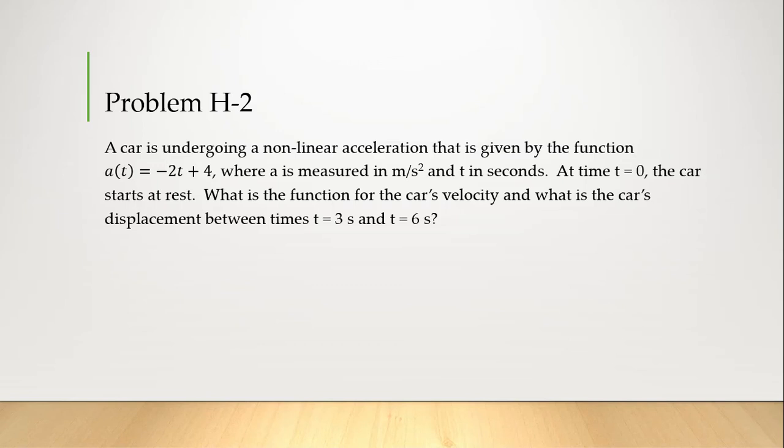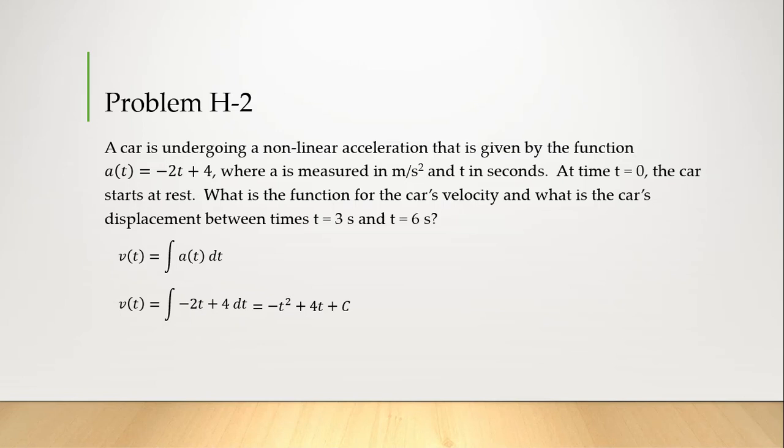So the first one, what is the function of the car's velocity, that's really an indefinite integral problem. So let's figure that out first. Velocity would be the indefinite integral of acceleration, because acceleration is the derivative of velocity. So if we plug that function in, what we end up with is the function negative t squared plus 4t plus c.